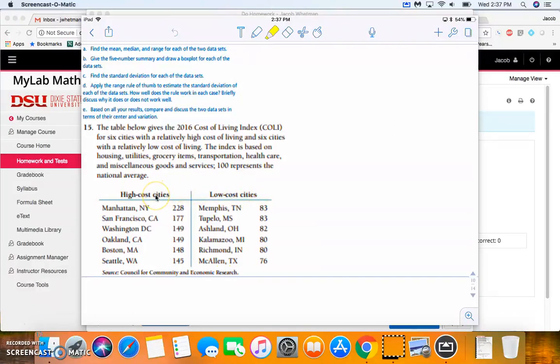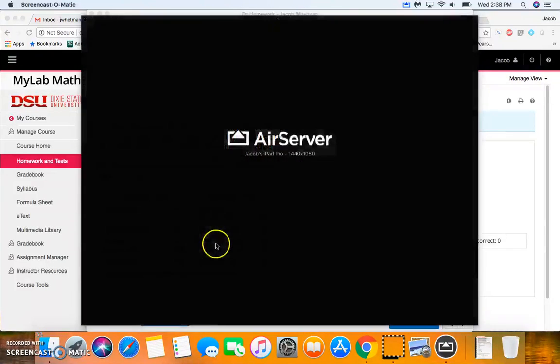We have cost of living index for 6 cities with relatively high cost of living and 6 cities with relatively low cost of living. And here's what they're based upon. So we're going to find the mean, median, mode of the high cost cities.